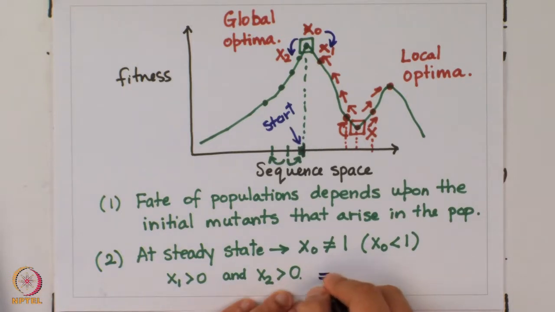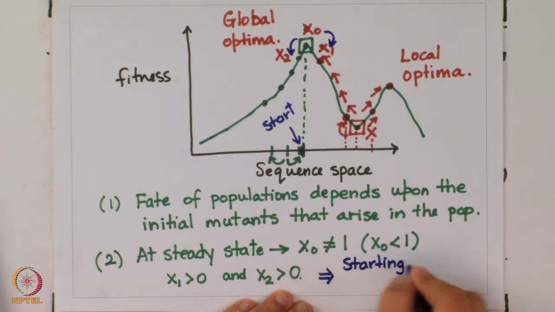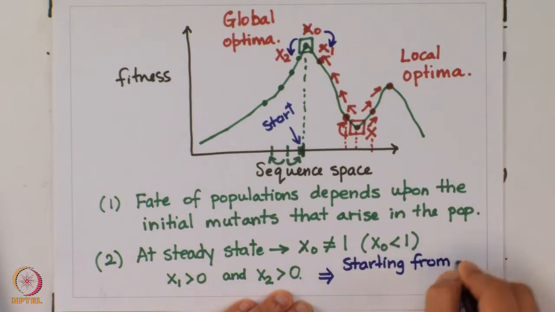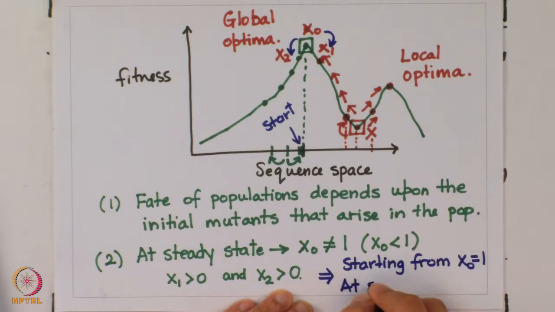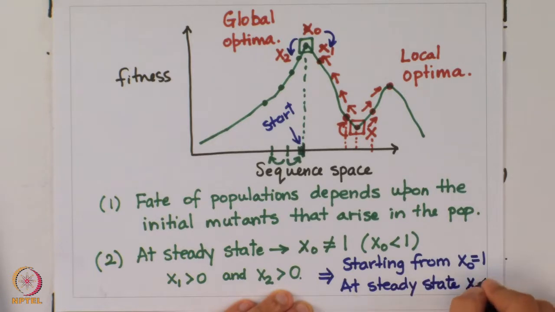What that implies is that starting from x naught equal to 1, in such an experiment, at steady state it can be easily visualized here that x naught is less than 1. What that implies in the context of fitness of the organism is that we are starting with all individuals at the maximum possible fitness, corresponding to the sequence which corresponds to the maximum fitness.